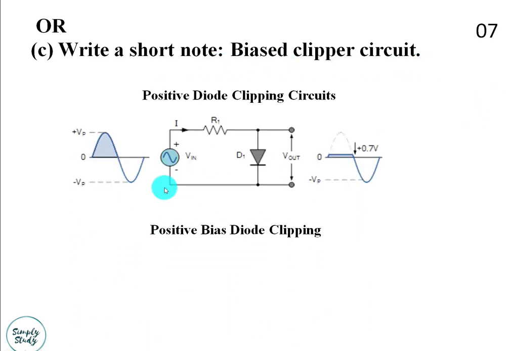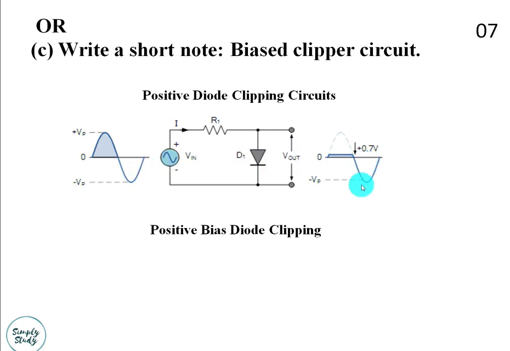Question 2c states, write a short note on biased clipper circuit. Positive diode clipper. In a positive clipper, the positive half cycles of input voltage will be removed. The circuit arrangement for a positive clipper is illustrated in the given figure. As shown in the figure, the diode is kept in series with the load. During the positive half cycle of the input waveform, the diode is reverse biased, which maintains the output voltage at 0 volts. This causes the positive half cycle to be clipped off.